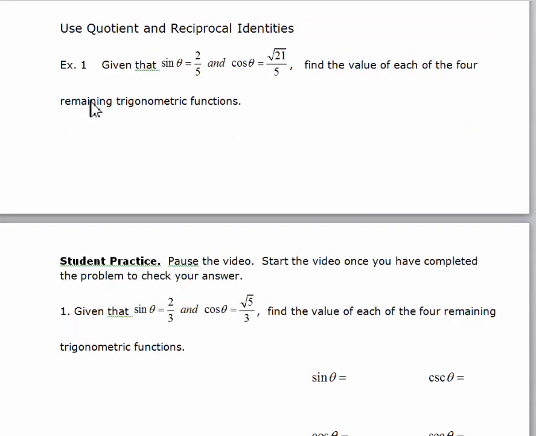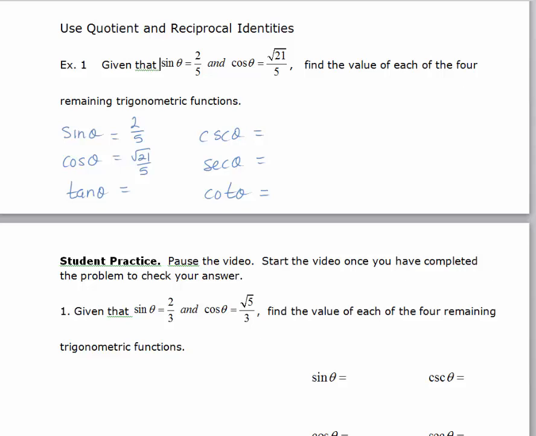All right, here we have example 1. Given that sine of theta equals 2/5 and cosine of theta equals the square root of 21 over 5, find the value of each of the 4 remaining trig functions. I like to write all 6 down and then fill in what we have. So the sine is 2/5. The cosine is the square root of 21 over 5, and now we can evaluate the rest using the identities we've been given.